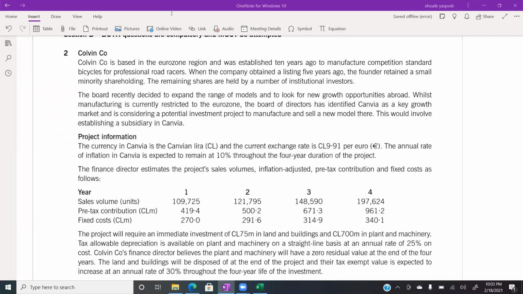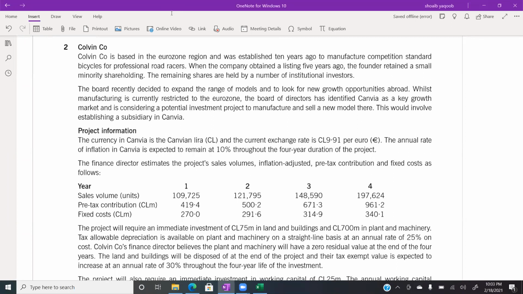Welcome to the second session of this practice session. Today we will solve the second question of September-December 2020. This question is related to international investment appraisal. Yesterday's question was related to the cost of capital and today's question is related to international investment appraisal. So let's start with the requirement.